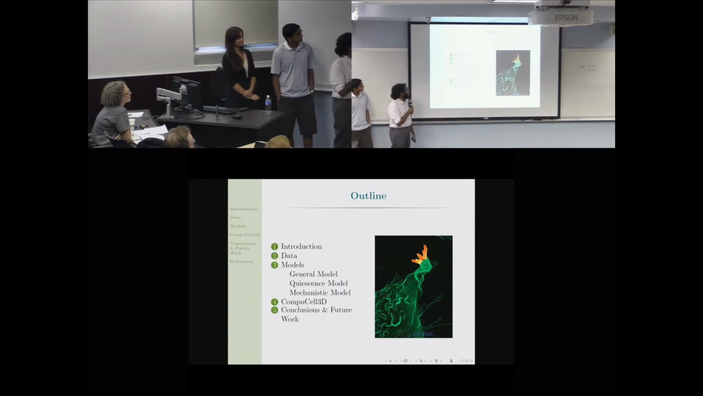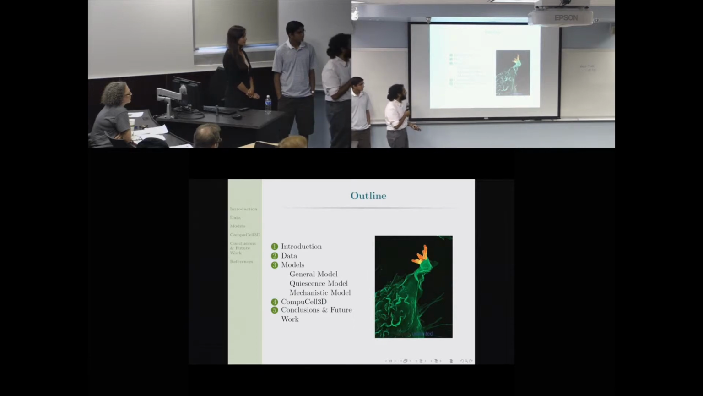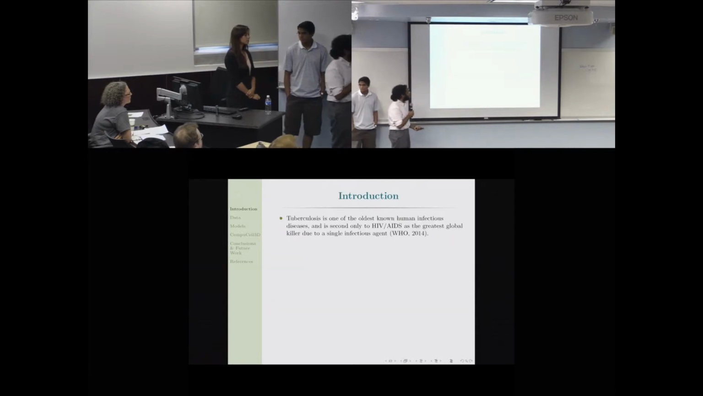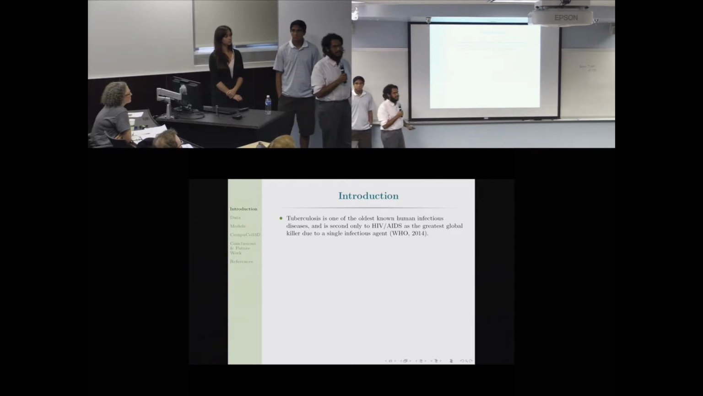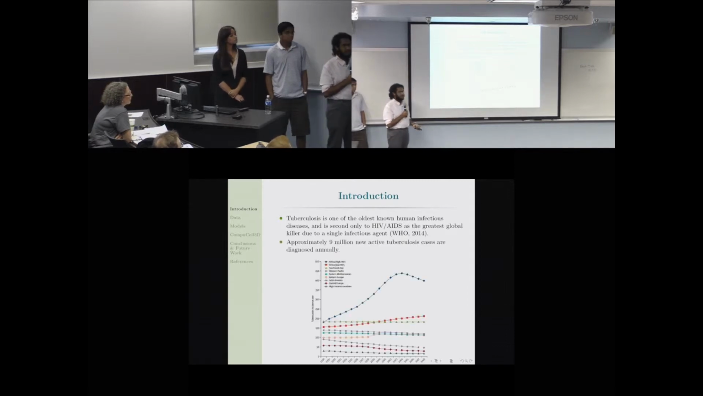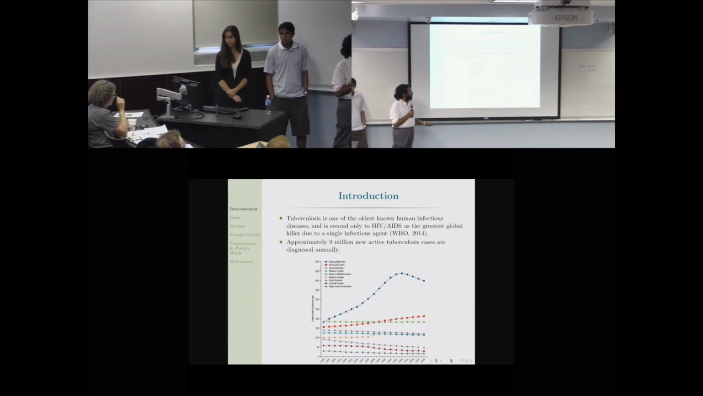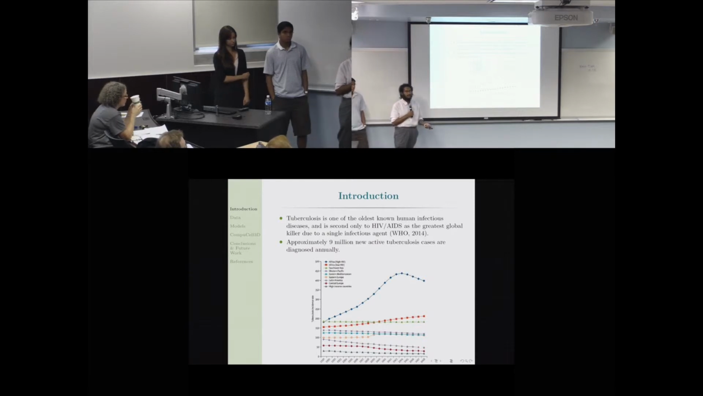Today we're going to talk to you a little bit about some background biology about the tuberculosis pathogen, and then we're going to discuss the models that we use and some of the conclusions that these models led us to. Tuberculosis is one of the oldest known human infectious agents, and it's second only to HIV/AIDS as the greatest global cause of death attributed to a single infectious agent. The incidence of tuberculosis is primarily in developing countries. Approximately 9 million new cases are diagnosed annually. These are active cases, but it's estimated that about 1/3 of the entire human population is infected with latent tuberculosis.